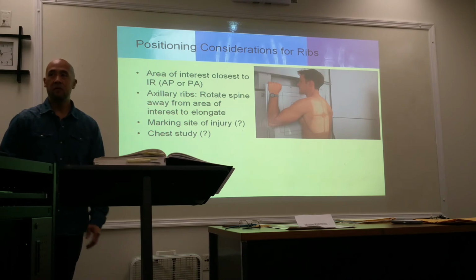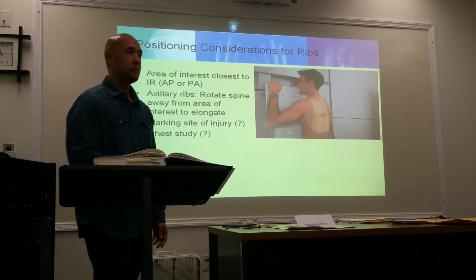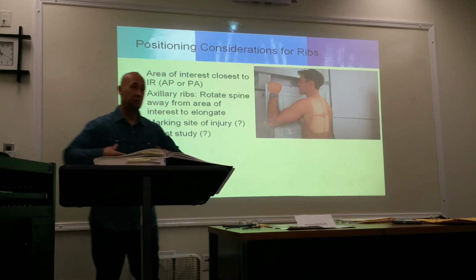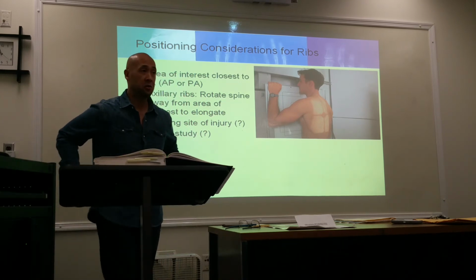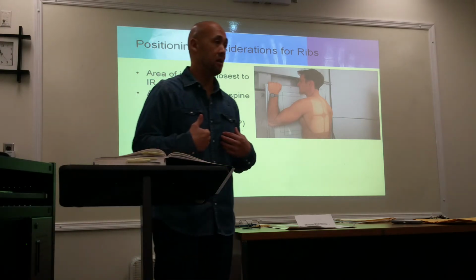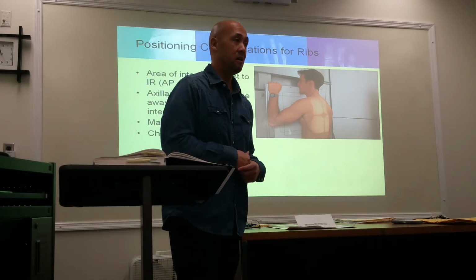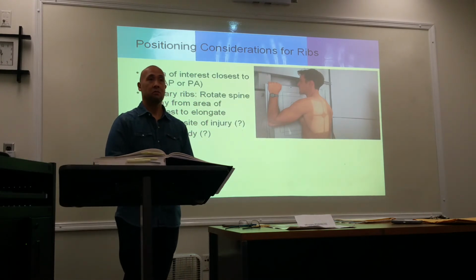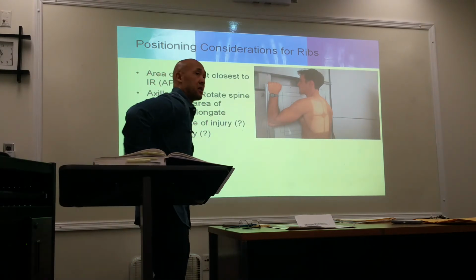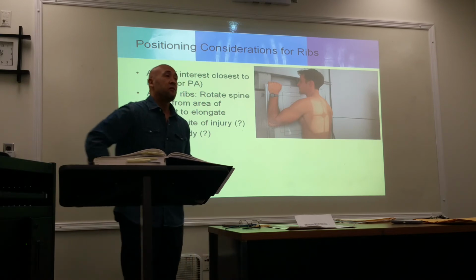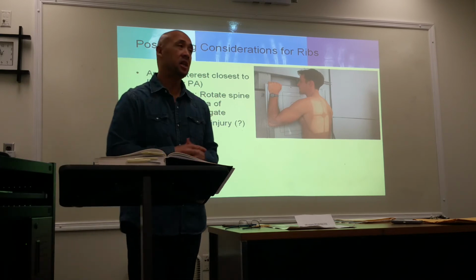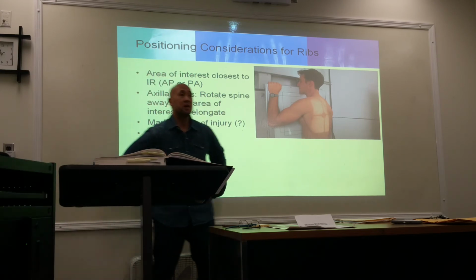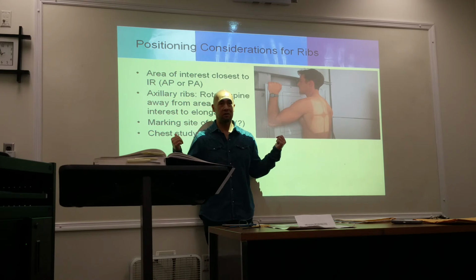Positioning considerations for ribs. When we do ribs, you have a front and you have a back, right? You have posterior ribs, you have anterior ribs. Now, part of your dialogue: Miss Jones, where do you hurt? I hurt on the back side. So if they're hurting in the back, what is your projection? Are you going to do AP or PA? AP. It places the posterior ribs closest to the image receptor.